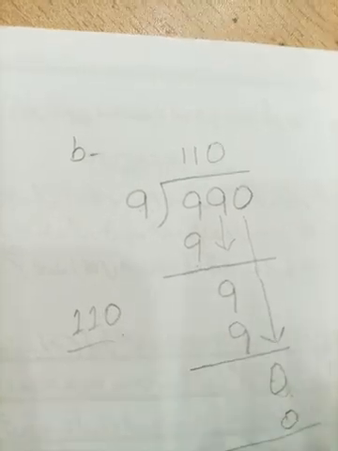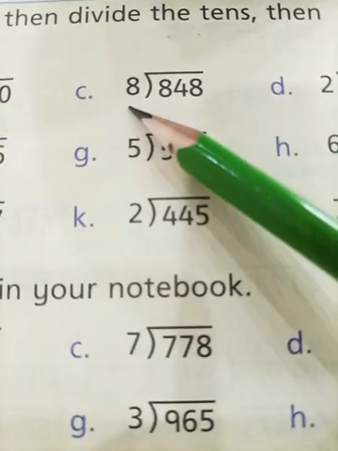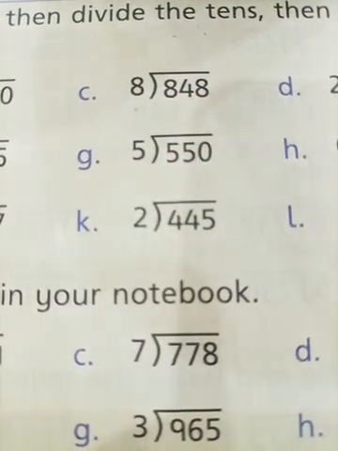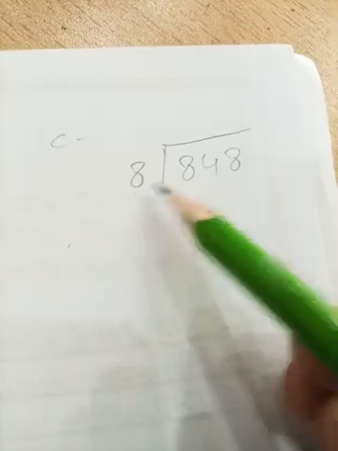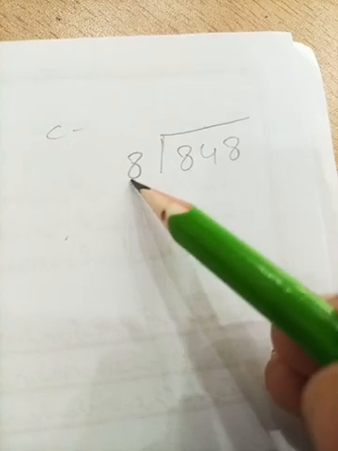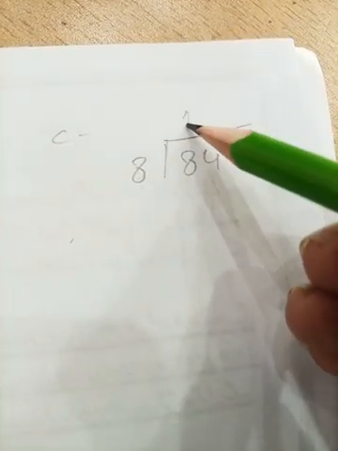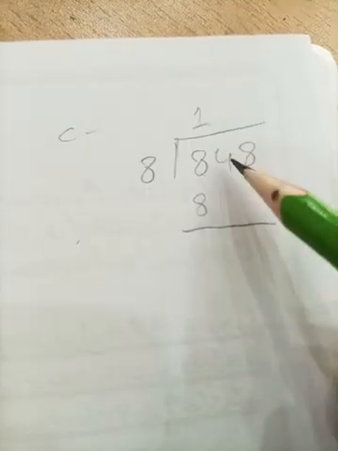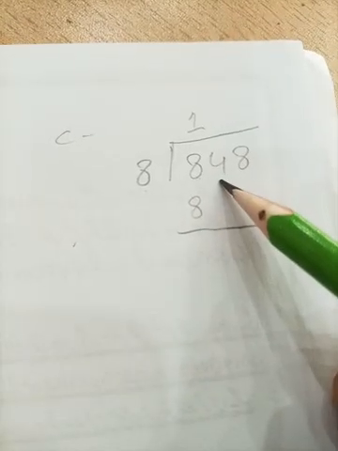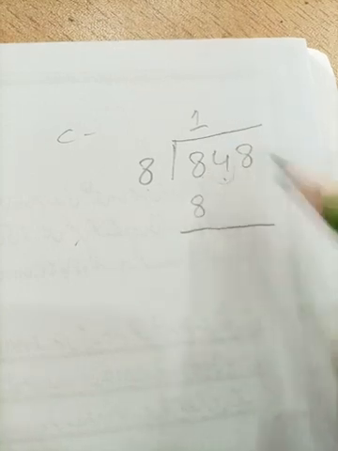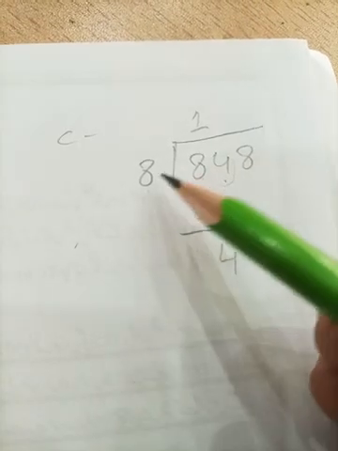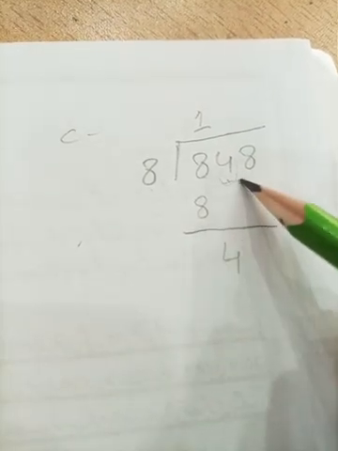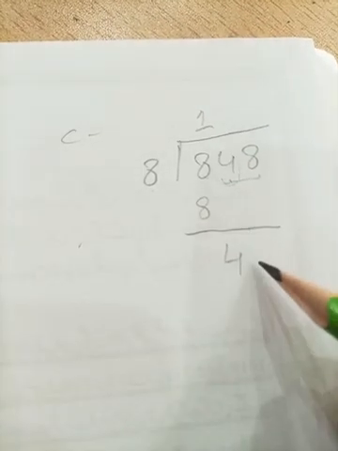That is our answer. Next is part C, in which we are going to divide 848 by 8. Firstly we compare the first digit of the dividend with the divisor. We can divide it: 8 ones are 8. Next we will take our second digit. Look at this, this 4 is smaller than our divisor, so we can't take it alone. We will take the pair of these numbers.